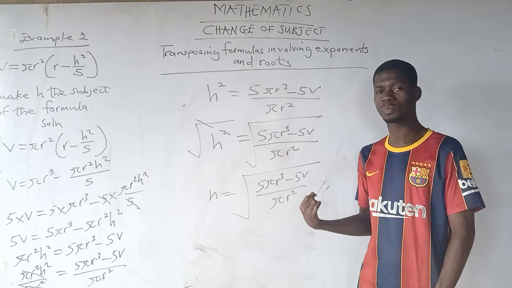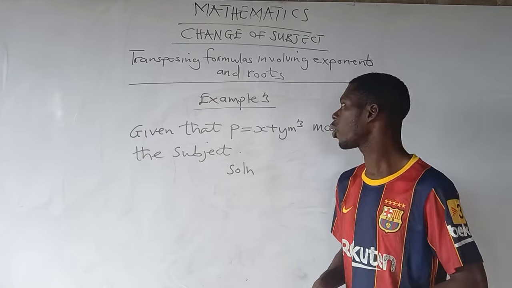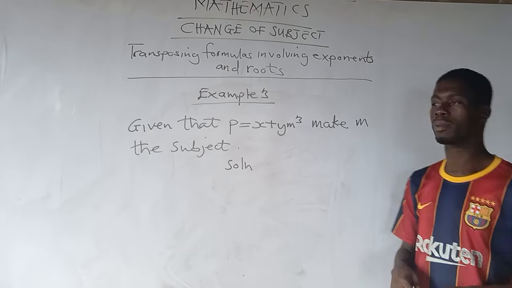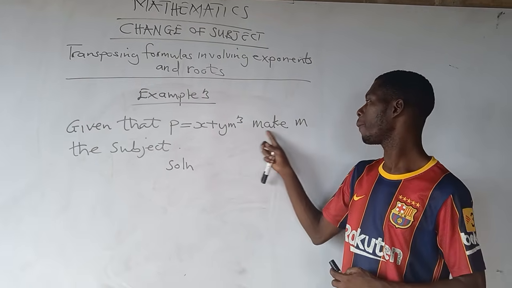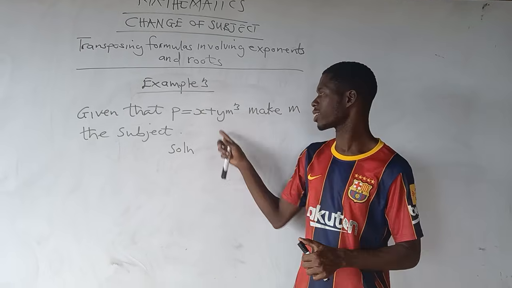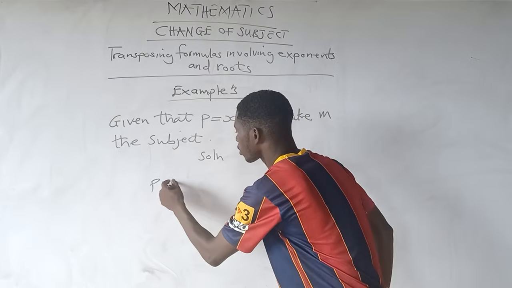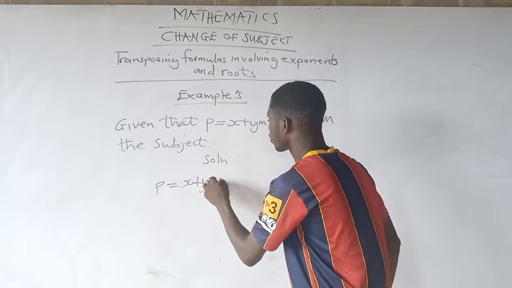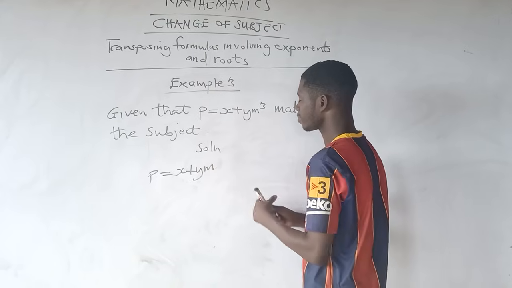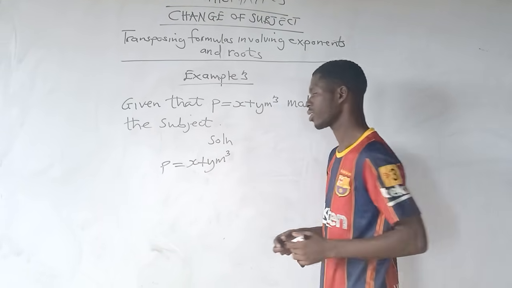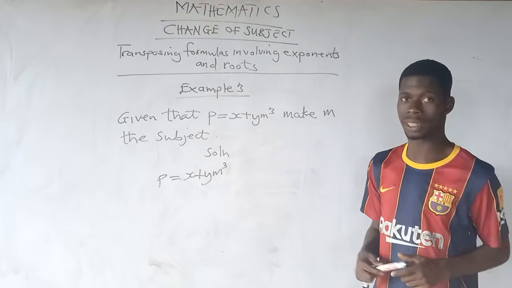Okay, so this is example 2. You move to example 3. Given that p is equal to x plus y m to the power 3, make m the subject. So that's the relation, and we are making m the subject of that relation.